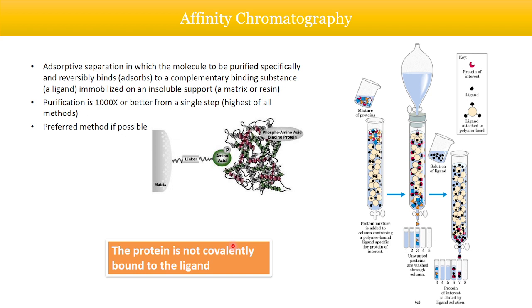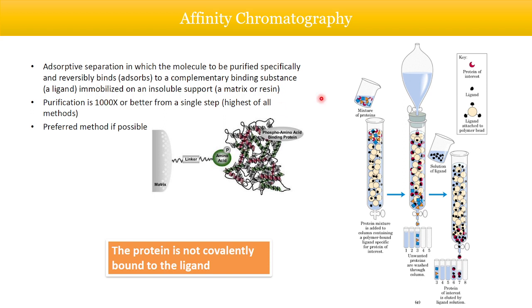Affinity chromatography: there are different affinity chromatographic techniques that we use in daily life. One is nickel chromatography, and then you have biotin, which we use. It is based on adsorptive separation in which the molecule to be purified specifically and reversibly binds, that is adsorbs, to a complementary binding substrate, that is a ligand immobilized on an insoluble support, a matrix or a resin.